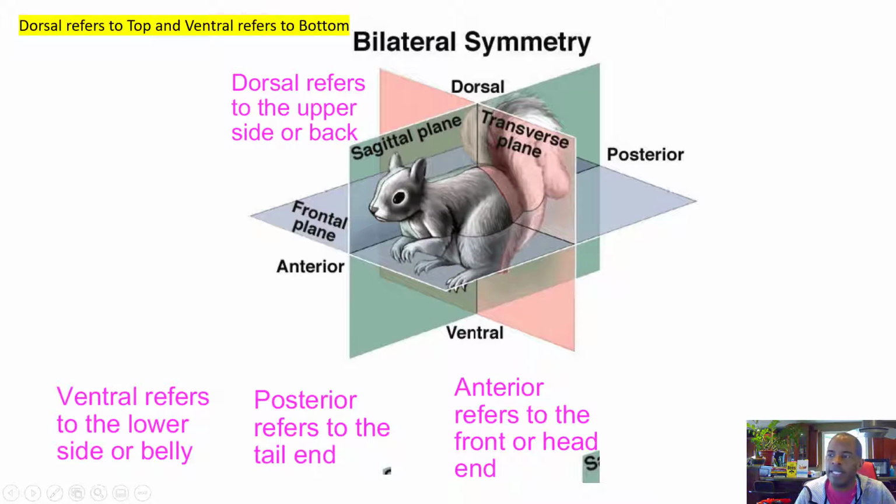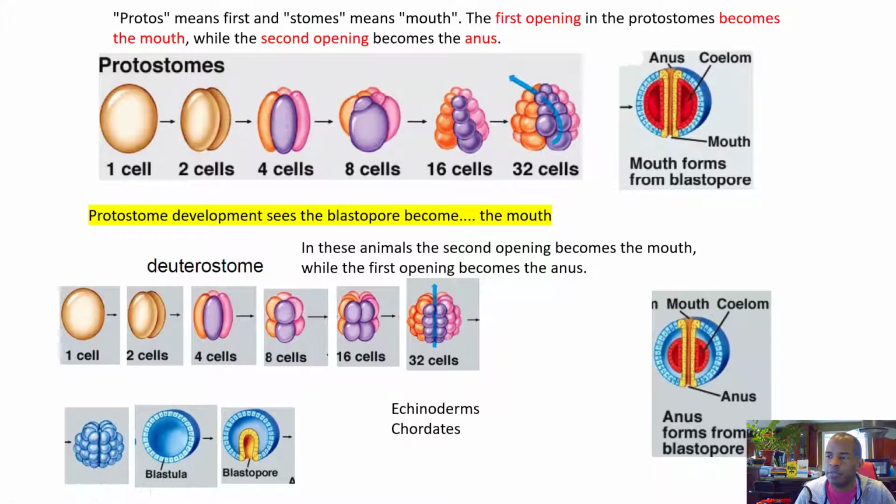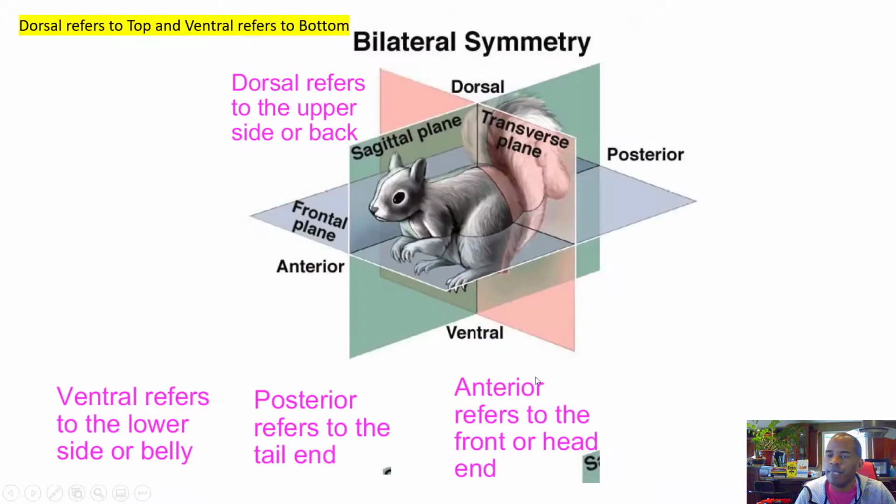And then the belly would be the ventral, so down here below the plane. The anterior is the front, so that's where the head is. And the posterior is the rear, where the bum is. So those are the four regions of the body. Okay.